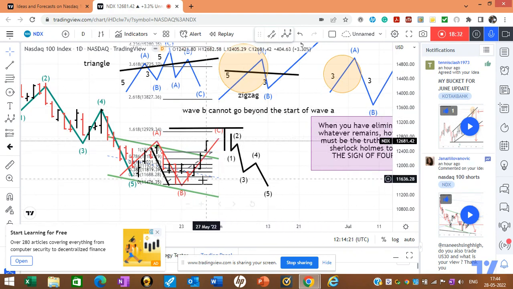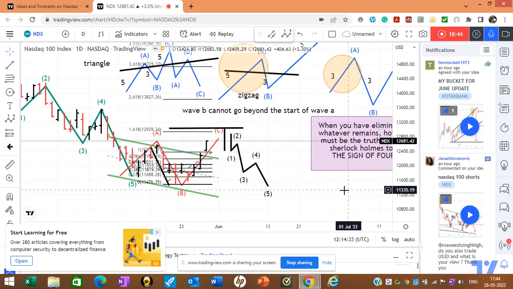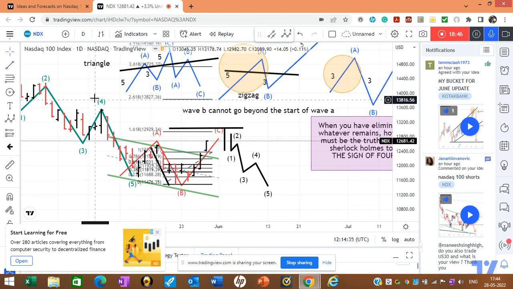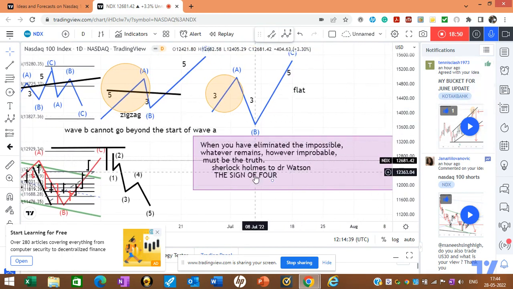So now I'm confirmed that this is a flat correction because I've seen it on a lower time frame that this is a three wave move up. Three wave move up, three wave move down, and five wave move up. We are going to have a five wave decline. Okay? Cancel the triangle, cancel the zigzag, and come to the flat. When you have eliminated the impossible, whatever remains, however improbable, must be the truth.